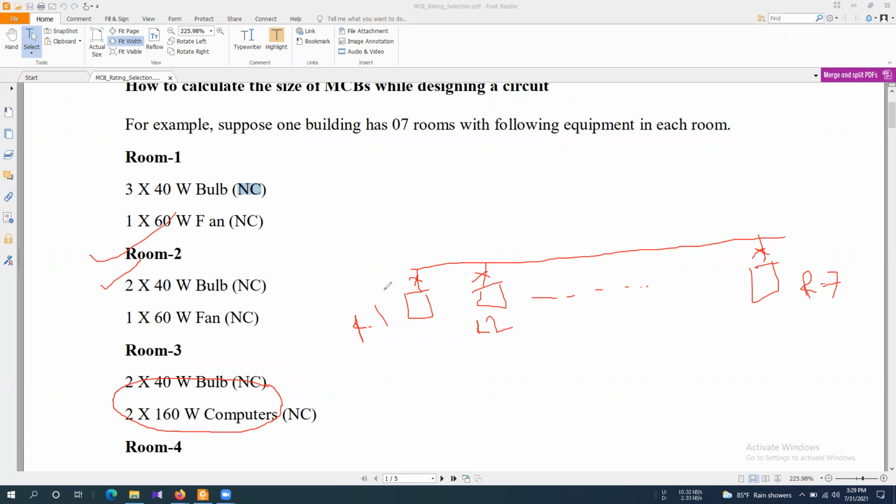Now you know the load of room 1. You calculate how much current it can draw, and looking at that current, you can easily select the rating of the MCB or MCCB. Remember, the rating of the MCB or MCCB should be higher than the required load current, otherwise you cannot run the load. So if you classify the building's protection into 7 segments according to the number of rooms, then you need 7 MCBs or MCCBs. Guys, are you getting my point?